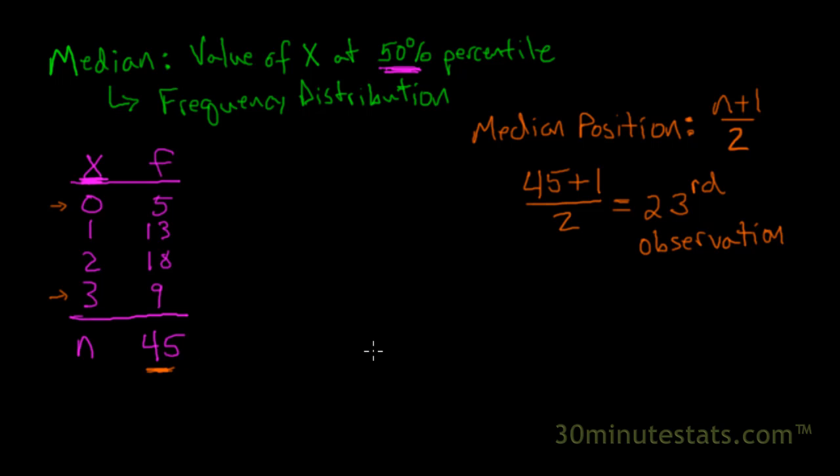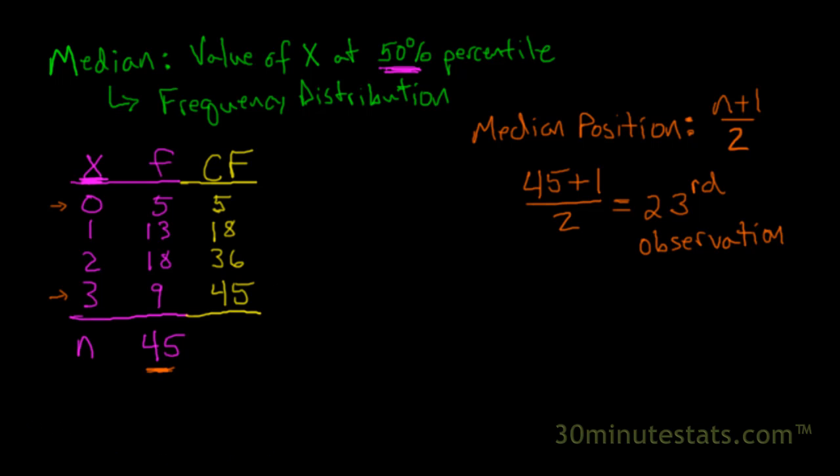Now, we can do this using cumulative frequencies. And so let's go ahead and create a cumulative frequency column here. Okay, here's our cumulative frequency column. And then we'll go through our process of creating the cumulative frequencies here. 5 is the first one. Add 13, we get 18. Add another 18, we get 36. And then add 9 and we get 45.